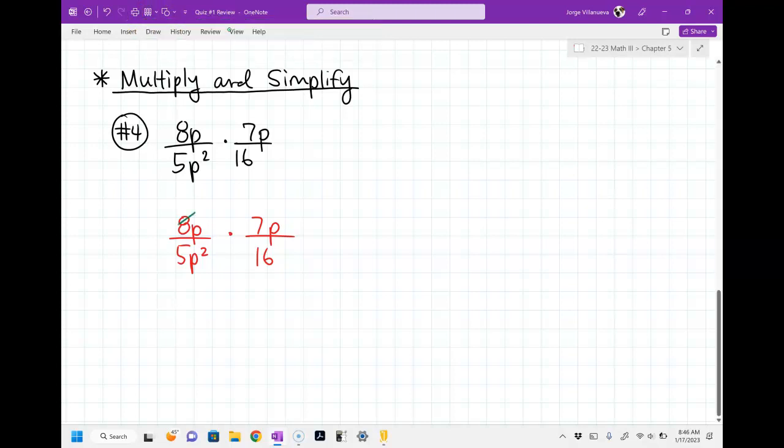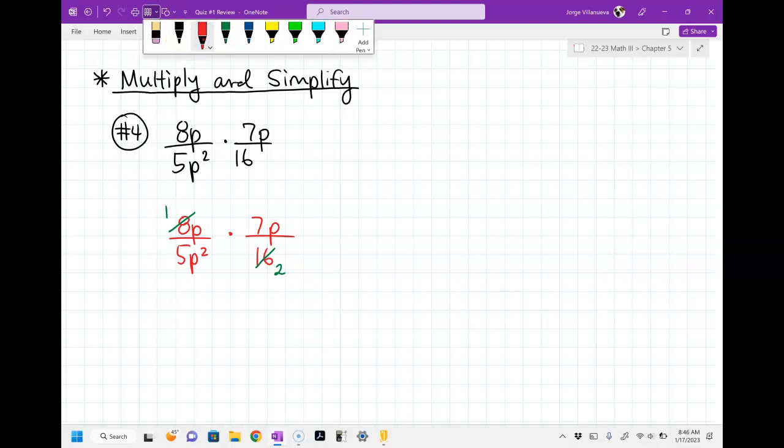So 8 goes into itself once and into 16 twice. Now, don't worry about that one that popped up. We're not going to do anything with that. But maybe 7 and 2, I can't divide those. And 7 and 5, I can't divide those. So I basically simplified the numbers right now. So let me go ahead and multiply now, because now my numbers are a lot smaller.